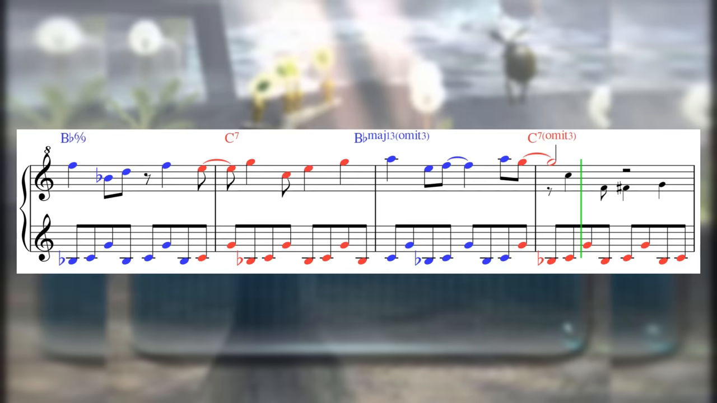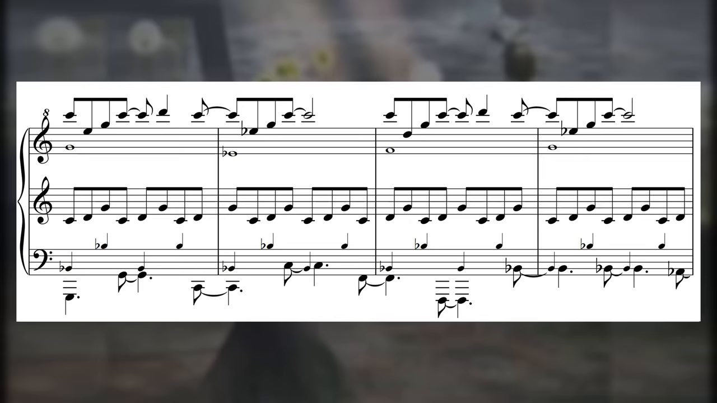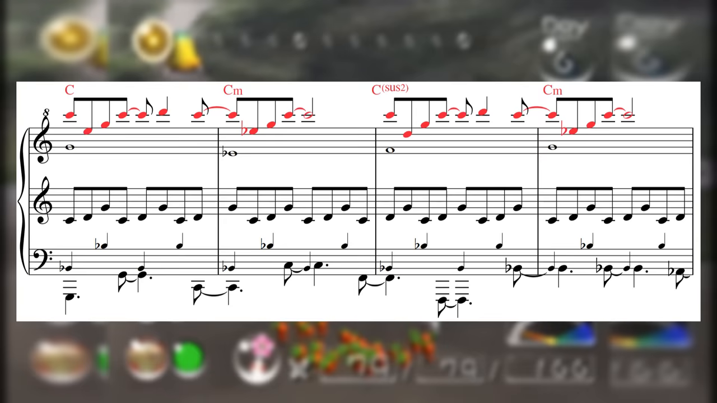This idea becomes even clearer when the Pikmin begin working, which cues the addition of a bass part. This later part of the melody clearly outlines a C, C minor, C sus2, C minor progression over top of a continuous CDG or C sus2 arpeggio in the guitar.